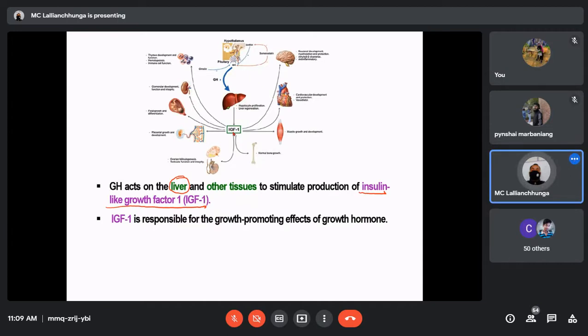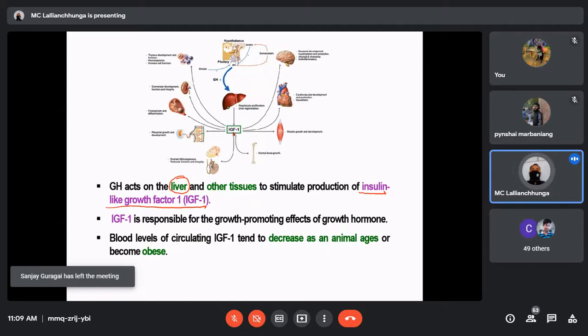growth hormone. Blood levels of circulating IGF-1 tend to decrease as animals age or become obese. The meaning of this is that the IGF-1 level in the plasma will decrease when a person or animal is becoming older and older, or if the individual has fat deposition to a large extent, or becomes obese. That will decrease the IGF concentration in the body.